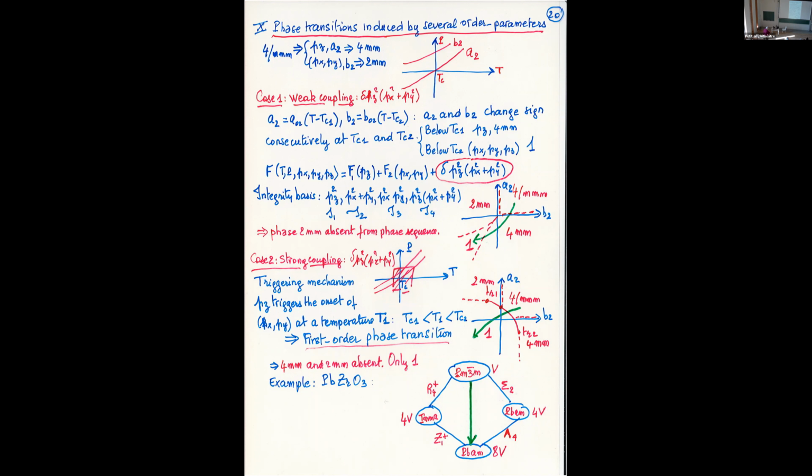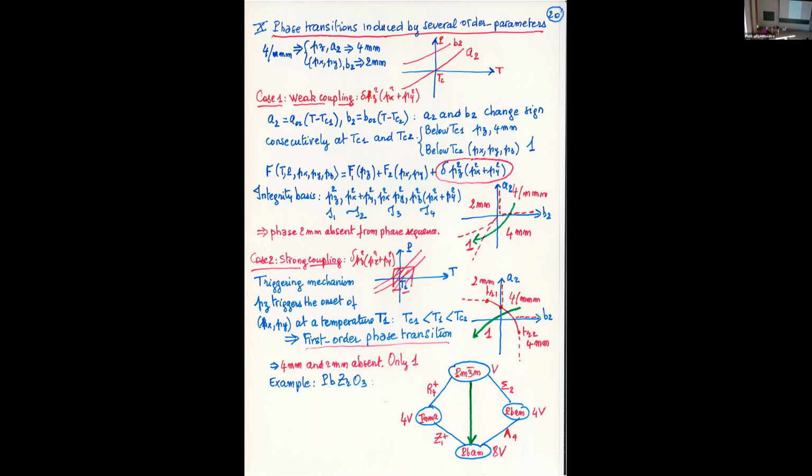And what happens with this biquadratic term? Well, this problem was in reality studied by Lifshitz himself in 1943 in a nice paper. And what he showed is that you will have two successive second order phase transitions. So you have A2 and B2, which change sign consecutively, one at TC1, the second at TC2. So below TC1, let us assume again that A2 vanishes first, changes sign first. So we will have Pz and the symmetry 4mm.